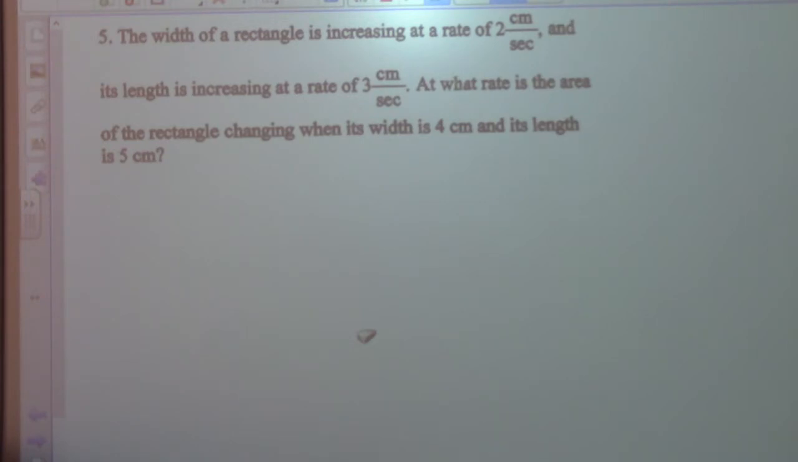Kaylee, are you doing number 5? Carmen, are you doing number 5? Looks like it. Emma, you're working on number 5? Ladies, I'm going to be right back.